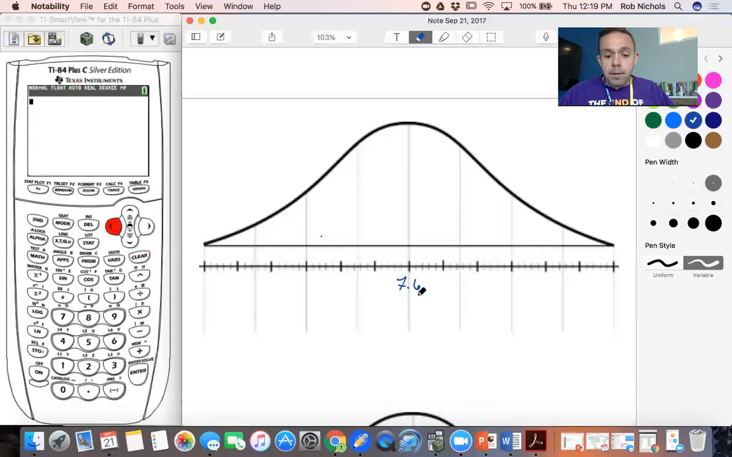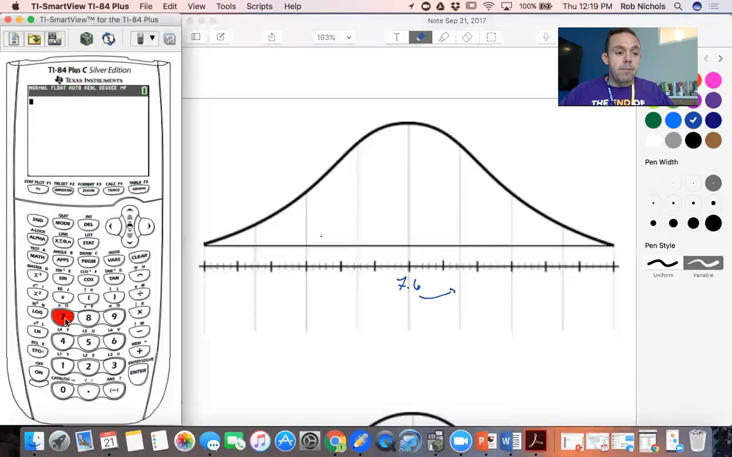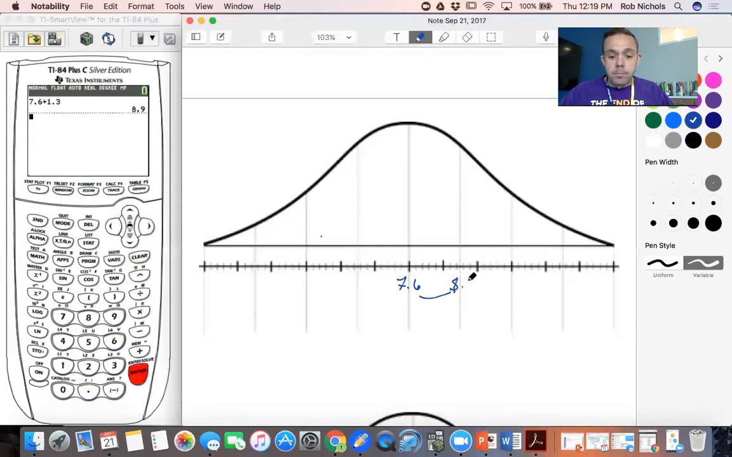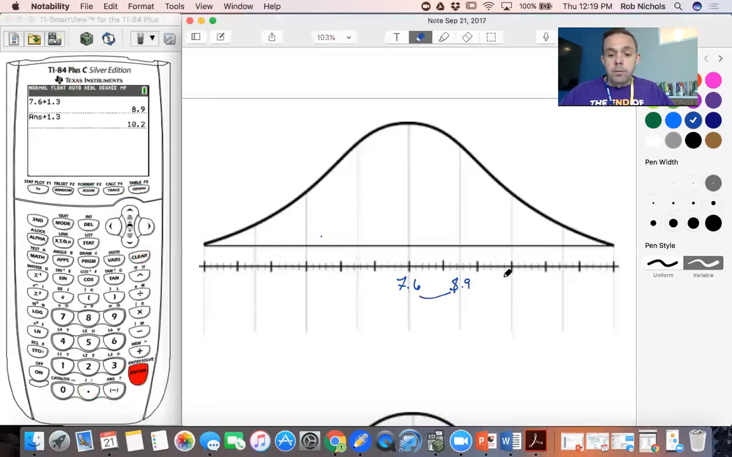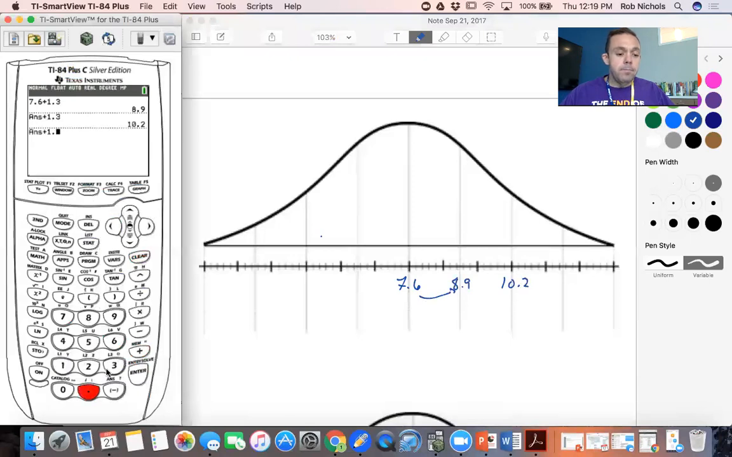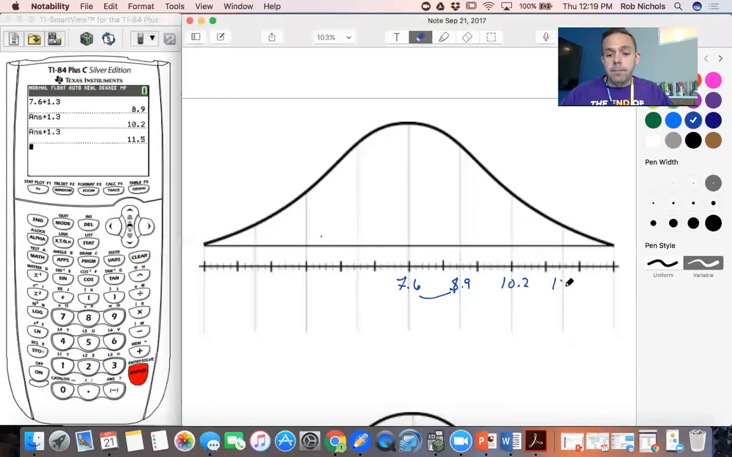Okay. So here is 7.6. Now this is 1 unit of standard deviation. So I'm going to add 1.3. So I have 7.6 plus 1.3, and I get 8.9, and that is the next unit here. Then I add another unit of standard deviation, 1.3, and that's going to give me 10.2. And then I add one more unit of standard deviation, 1.3, and I get 11.5.